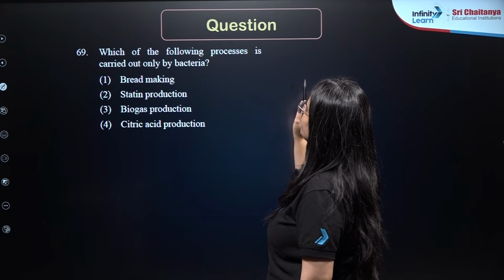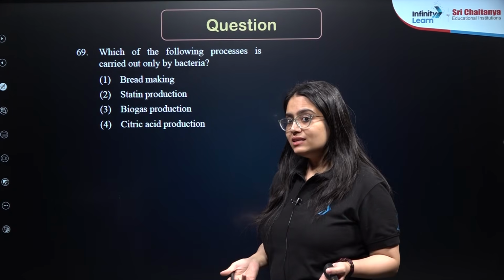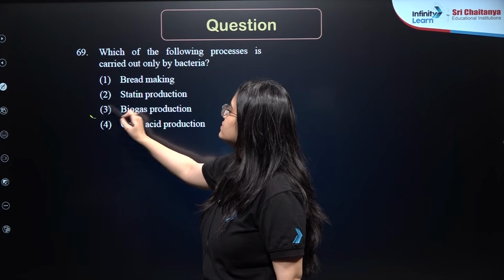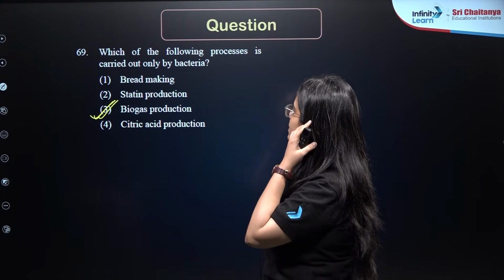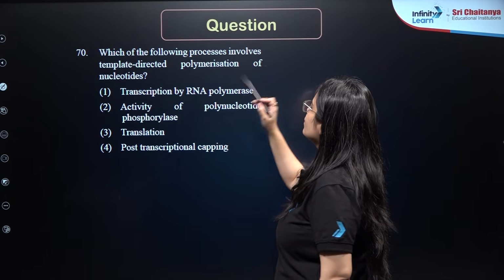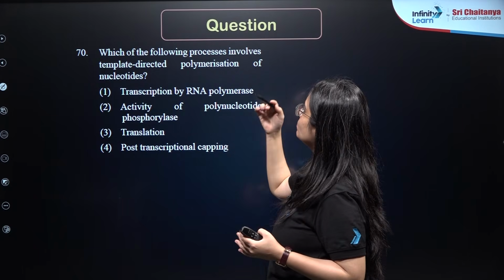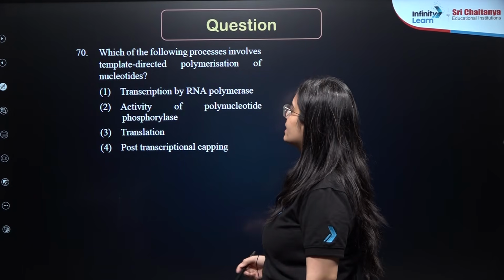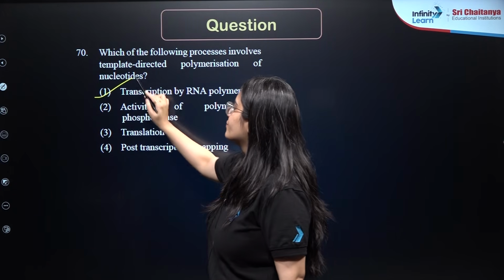Which of the following processes is carried out only by bacteria? So the correct answer is, my dear students, 3. Biogas production is a process carried out only by bacteria. Which of the following processes involves template directed polymerization of nucleotides? So if you see, the correct answer here will be transcription by RNA polymerase.